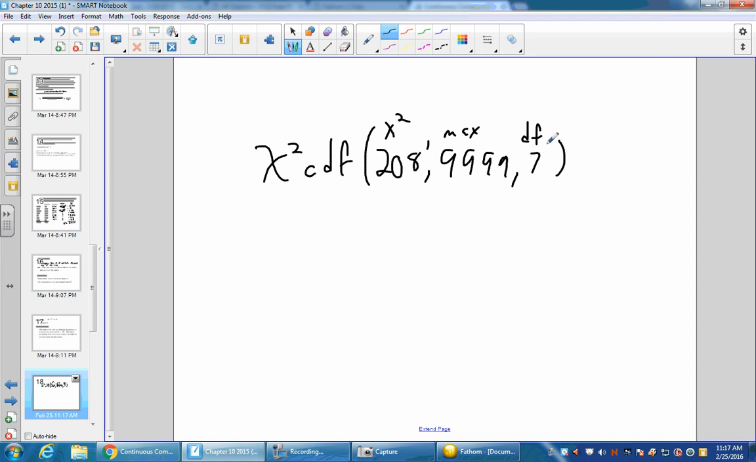So this is your x-squared, max, degree of freedom. If I did that, I got 208, comma, big number, comma, degree of freedom. It's a very, very low number. I got 2.3 times 10 to the negative 42nd. So that's essentially 0. All right, hopefully that helps you with your on your owns.